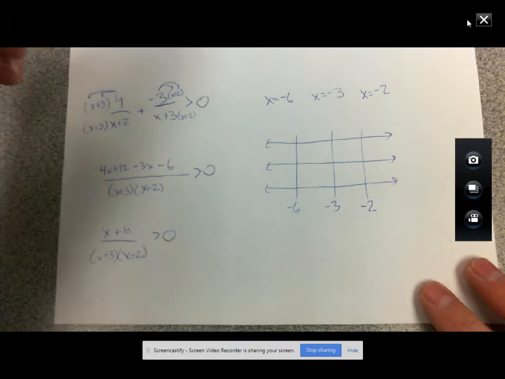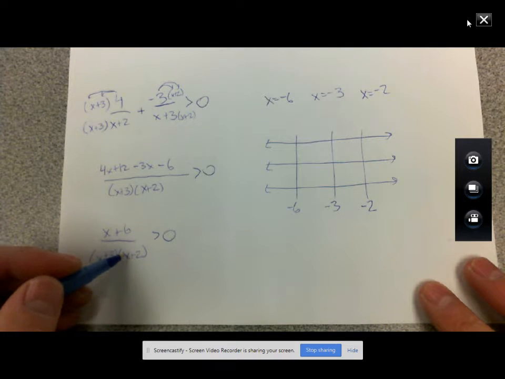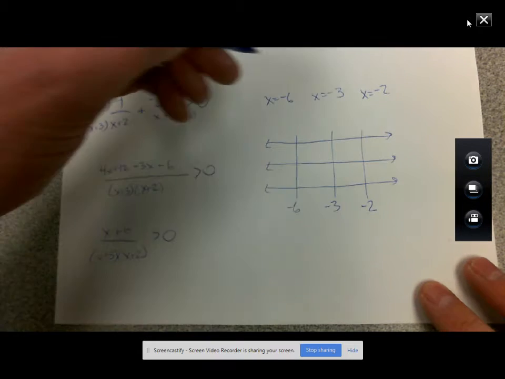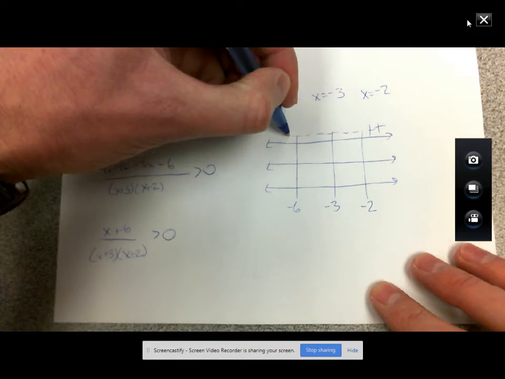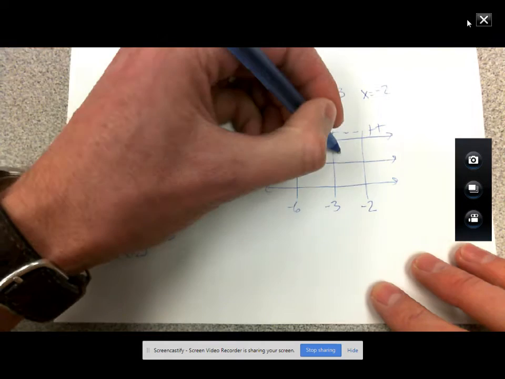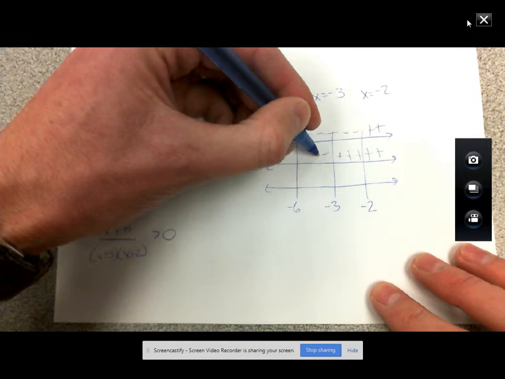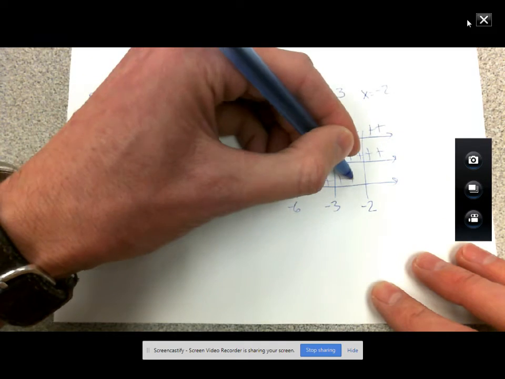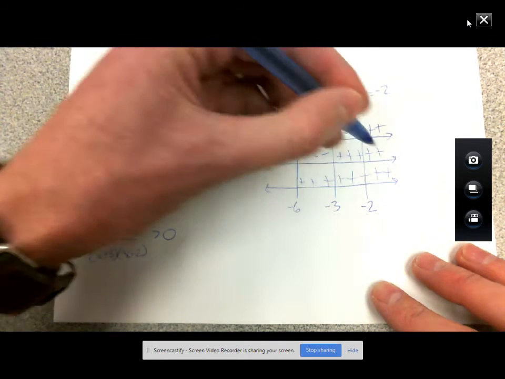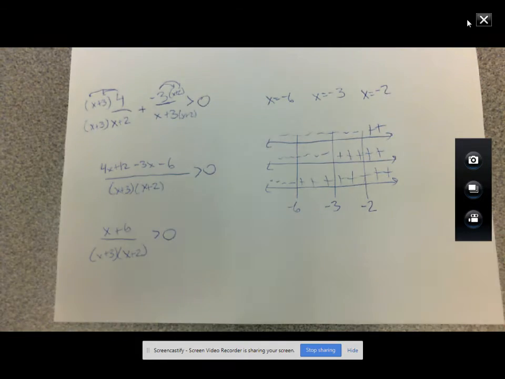Everything from there works the same as well. We want to know when this will be bigger than 0 or less than 0, positive or negative. It's still going to work where to the right of negative 2 is positive, to the left is negative. To the right of negative 3 is positive, to the left is negative, and to the right of negative 6 is positive. To the left is negative. So that staircase effect still happens, whether it's 3, 4, 5 terms, doesn't matter how many.